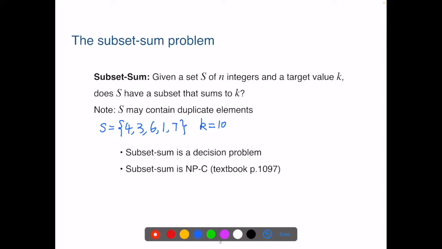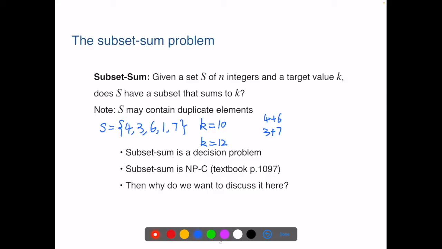So do we have a subset of S that sums up to 10? Yes. So we have 4 plus 6. We also have 3 plus 7. So subset sum is a decision problem, and it is also NP complete. If you are interested, you can see its proof in the textbook.